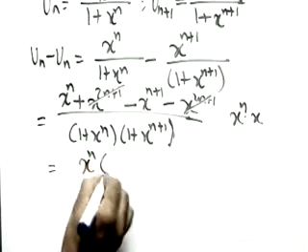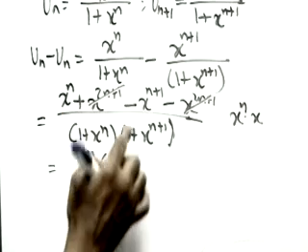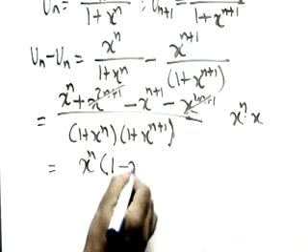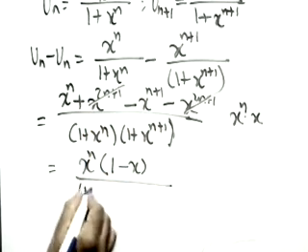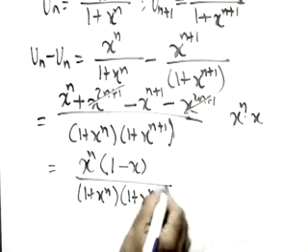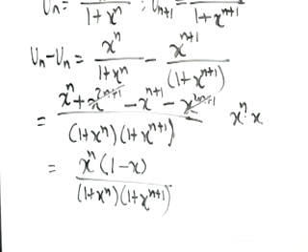You see here, x power n plus 1 means x power n into x. Let me take common here. If you take x power n common, what is left here? 1 minus x. So we have taken x power n common, and we are left with (1 minus x) divided by (1 plus x power n) into (1 plus x power n plus 1).